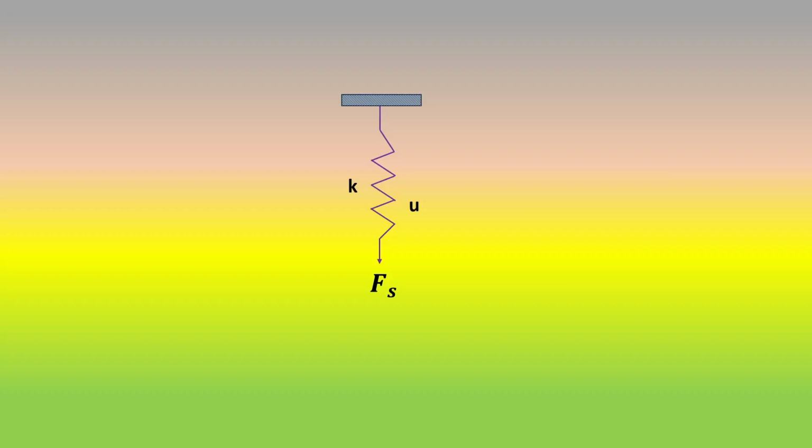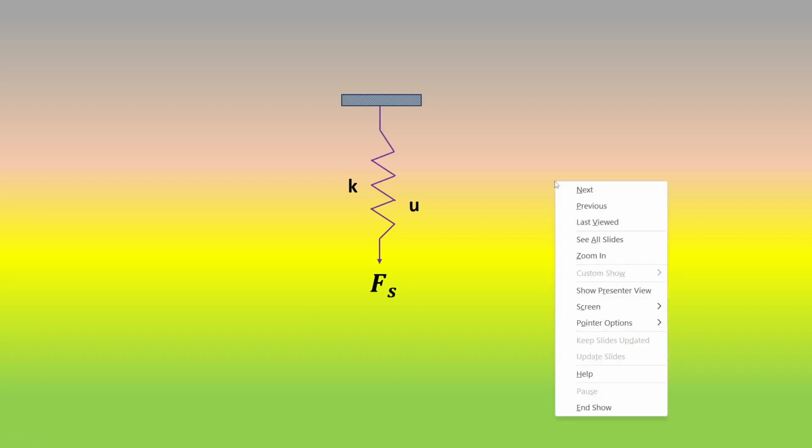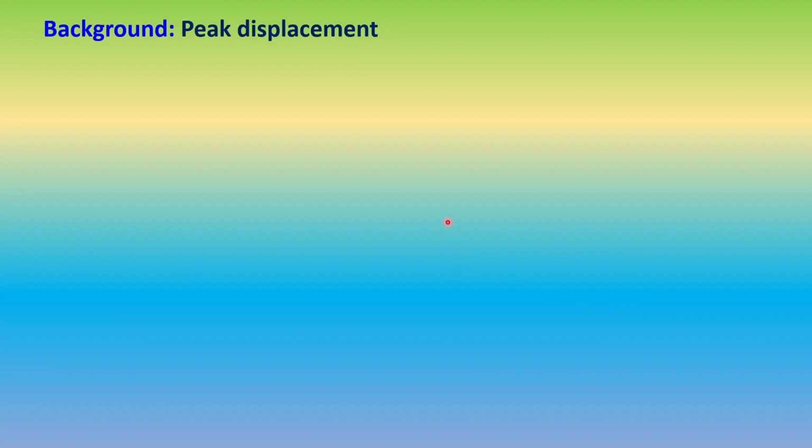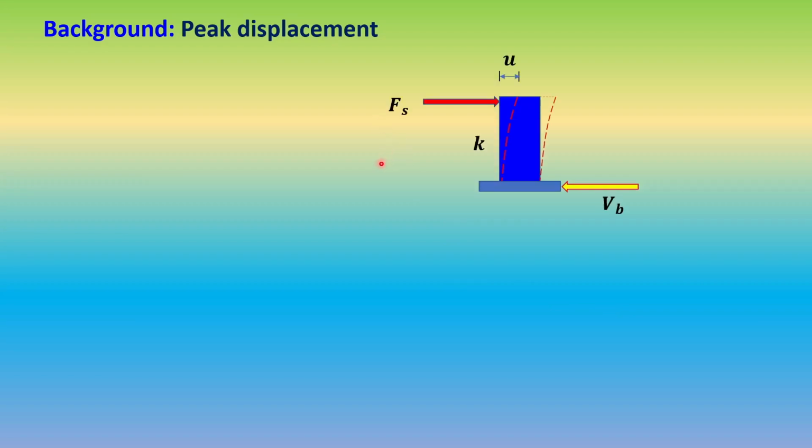Let us consider one spring having stiffness K. We apply a force Fs for extending the spring downward, and the spring extends by an amount U displacement. So the force stiffness relationship is very simple, Fs equal to K into U, that is known to us. Now let us see one thing, the peak displacement, what does it mean?